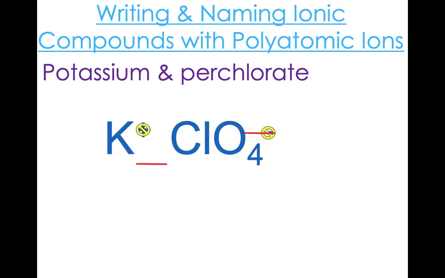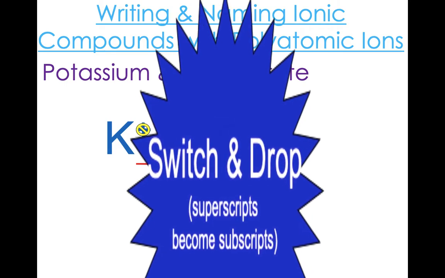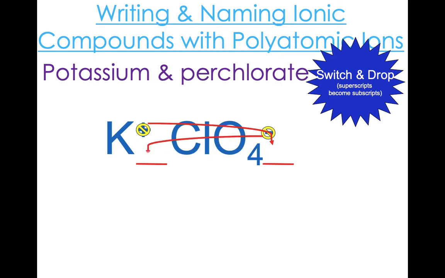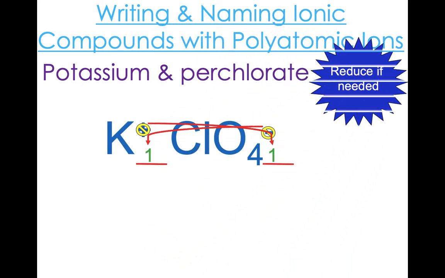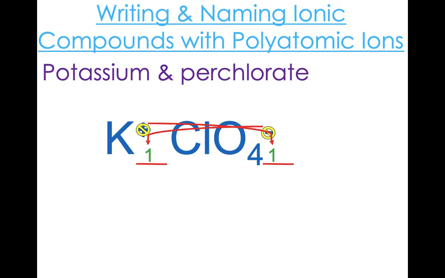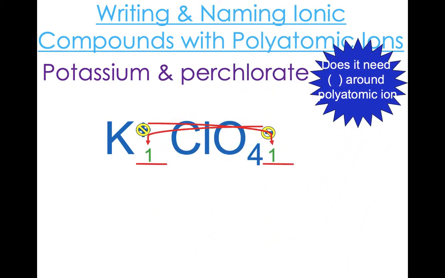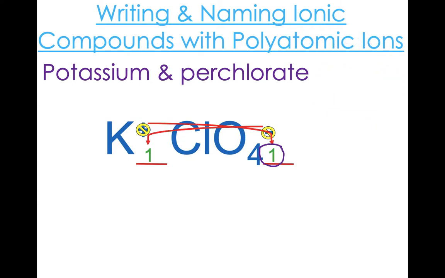So what are we going to drop next to the potassium? What are we going to drop next to the perchlorate? Well, we're going to be dropping a 1 and a 1. Does that need reduced? A 1 and a 1 does not reduce, so no, it does not need reduced. Therefore, it doesn't need parentheses around the polyatomic ion. What do we have next to the perchlorate ion? It's a 1. In math, if you only have one grouping of something, you don't have to put parentheses around it. So we're not going to put parentheses around this one either. We're just going to write it out as KClO4.